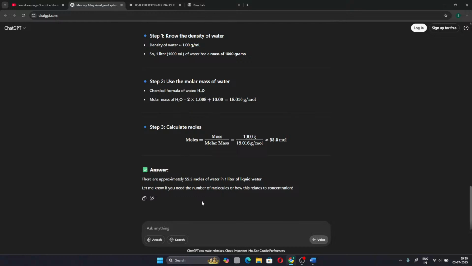But at STP, the number of moles in 1 liter of anything should be 22.4.